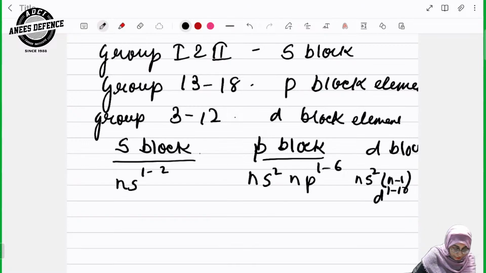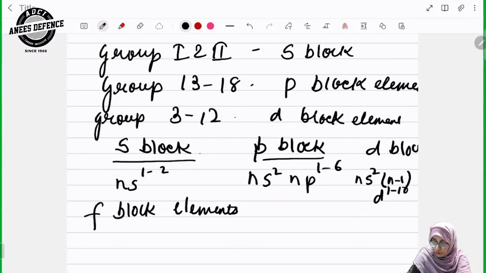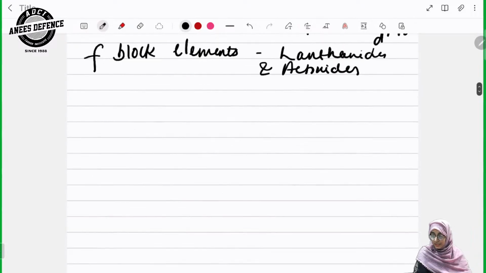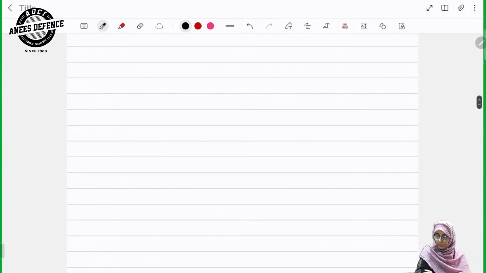Okay. And what about the F block elements? F block elements are those elements which fall under the lanthanides and actinides. Okay, the elements which are under lanthanides and actinides. Okay, till here it's clear.